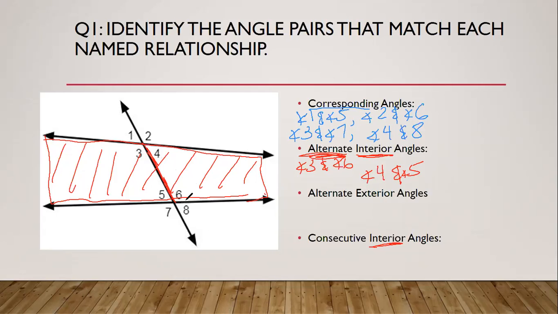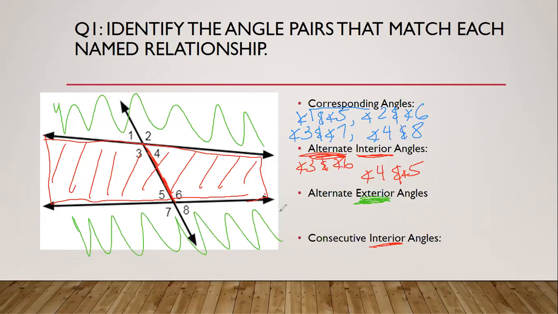So 3 and 6, 4 and 5. 5 is our interior. It's between our 2 lines. Okay. Now, if interior means between the 2 lines, then exterior means outside the 2 lines. Okay, so now we're looking at angles 1 and 2, and 7 and 8. That's the alternate exterior angles.